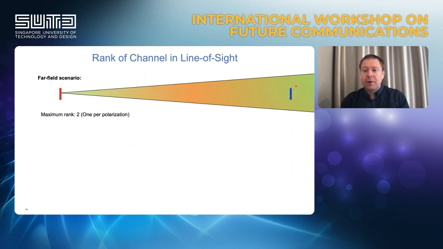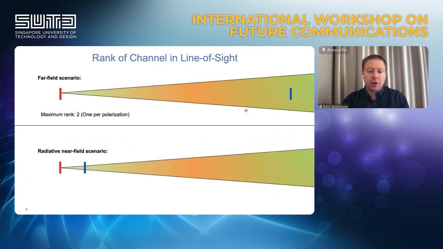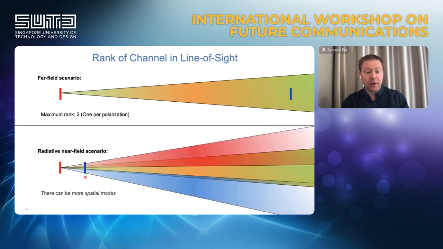If you take now this blue receiver and you move it much closer to the receiver, all of a sudden, the beam width becomes so small that it doesn't capture or cover the entire receiver. And this will now, in this radiative near field scenario, allow us to send multiple signals that are resolved by this array. And these are the spatial modes, multiple signals that we can resolve at receiver.